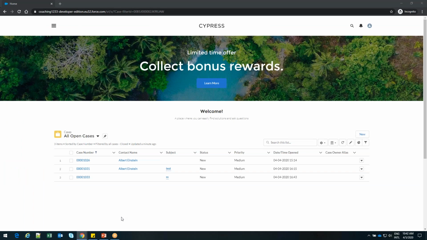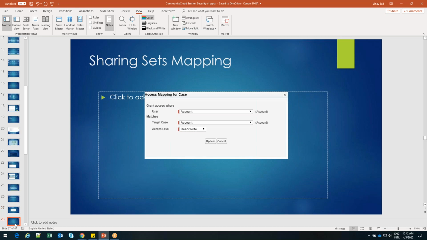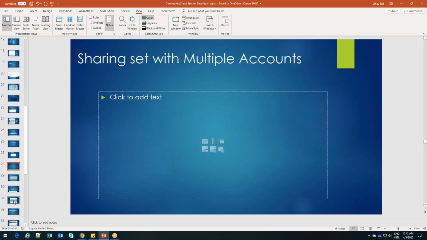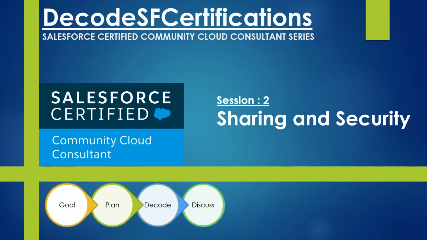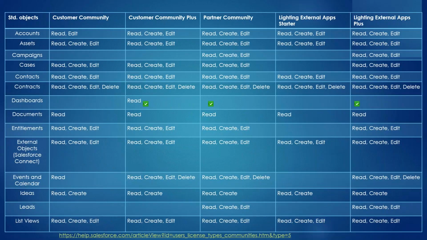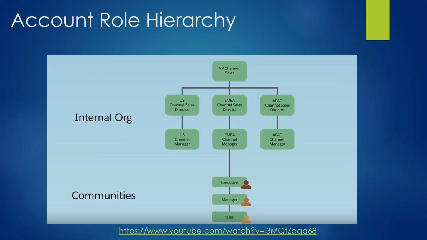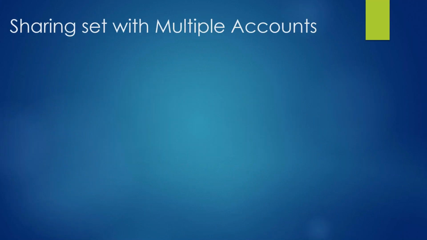So that's about the sharing set, and we also talked about the sharing set with multiple accounts in that case. Let me go to the sharing groups. The problem with F5 is that the control goes to the first one. Anyway, let's go to the sharing groups.